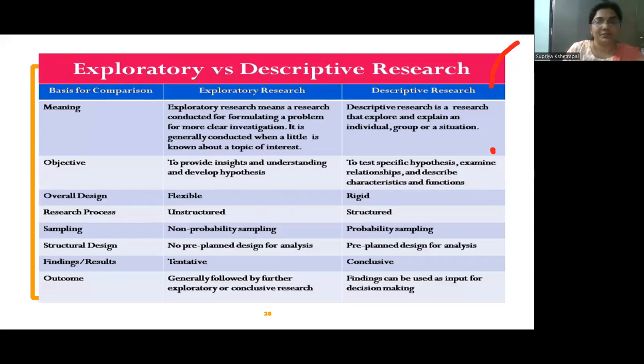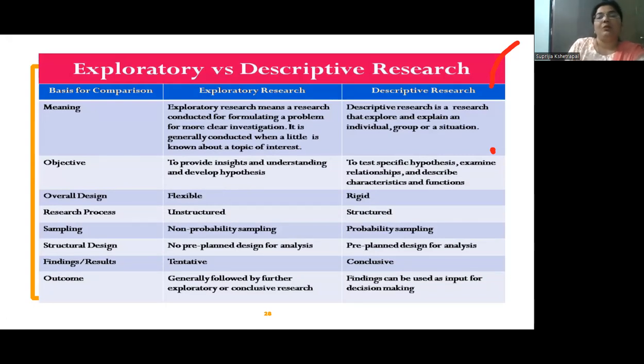Now exploratory research means a research conducted for formulating a problem for more clear investigation, and it is generally conducted when little is known about the topic of interest. Okay, तो यहाँ आपको बस इतना पता है कि हमको उस टॉपिक से रिलेटेड बहुत ही थोड़ा पता है, बट उसका आंसर और उसके प्रॉब्लम को हमको फाइंड आउट करना है. So research is conducted to formulate a problem for more clear investigation, and it is conducted when a very small portion is known about that topic of interest.